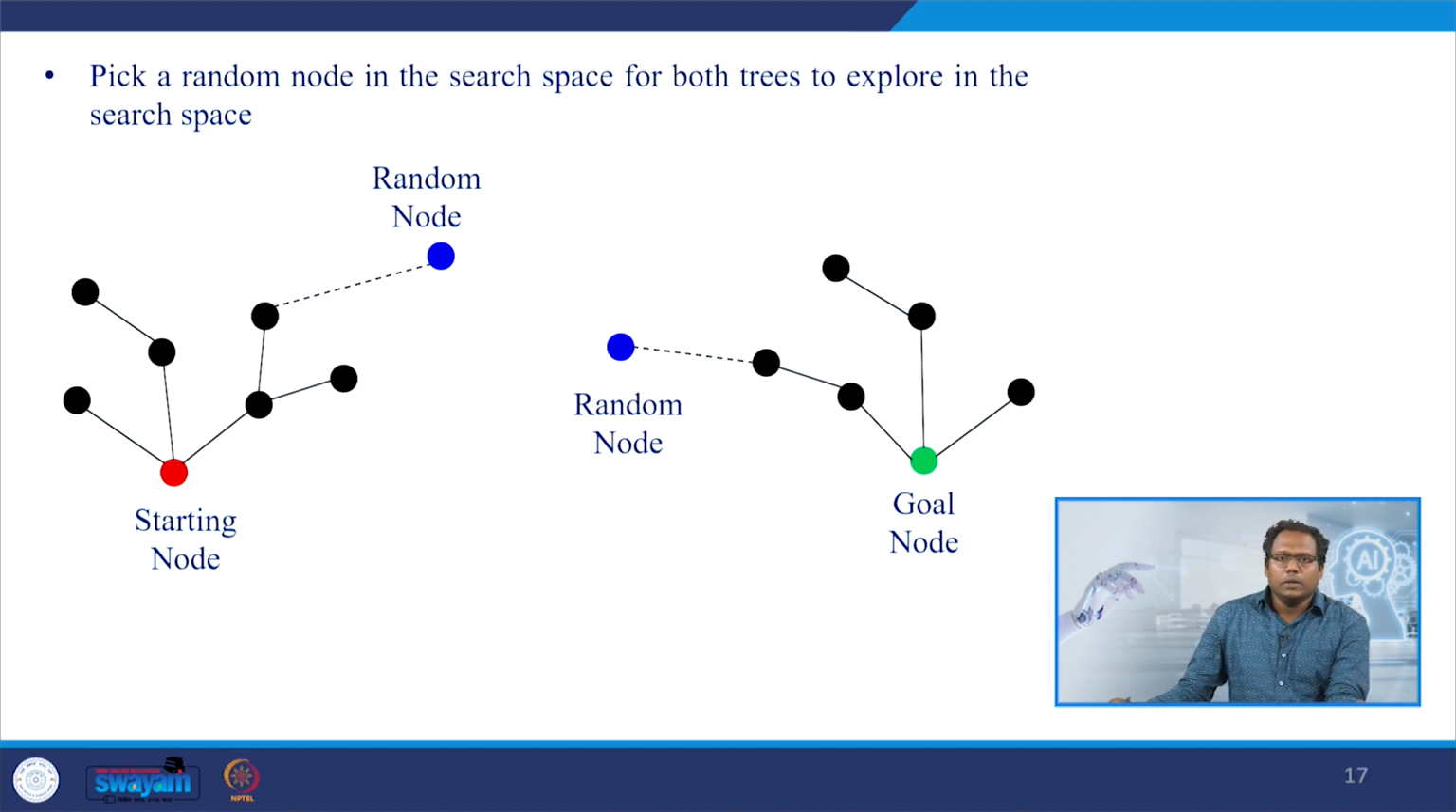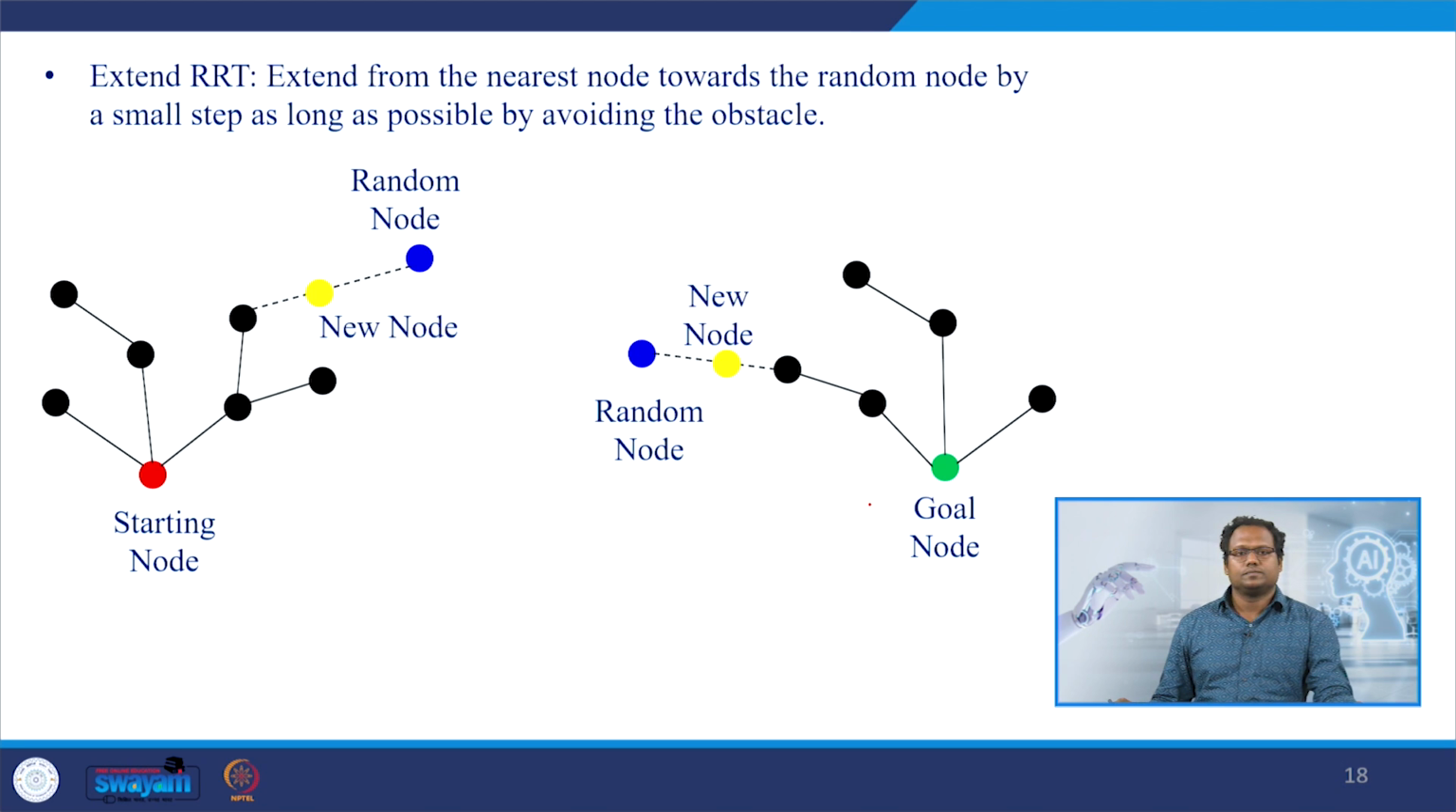So, here pick a random node in the search space for both trees to explore. A random node for the tree which has the starting node as its initial node, and a random node for tree 2 which has the goal node as its initial node. Then extend RRT as in the case of the simple RRT approach.